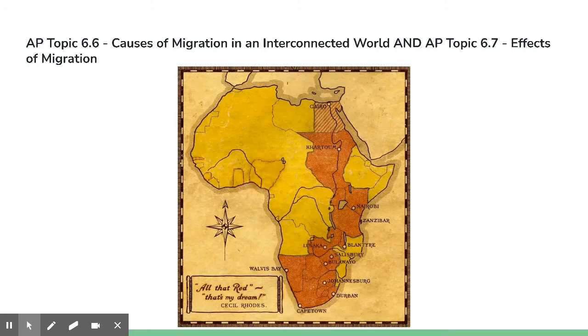All right, this one is a similar thing. It shows Cecil Rhodes and the way he represented the United Kingdom and the way that they wanted to take over much of Africa. The orange areas show, as it says in the quote on the page, "all that red, that's my dream." That's what he wants to add to England.